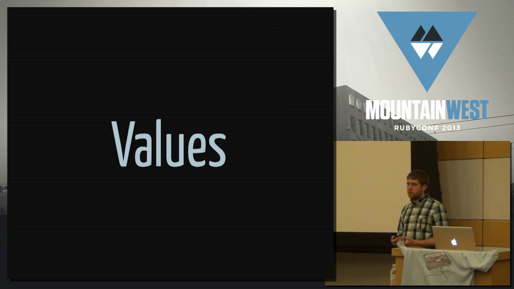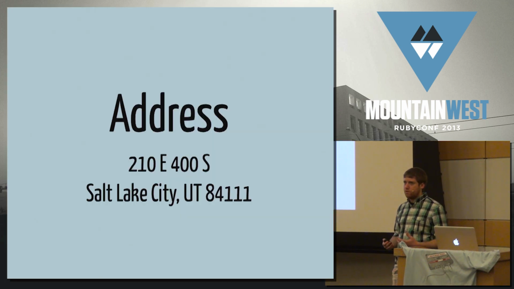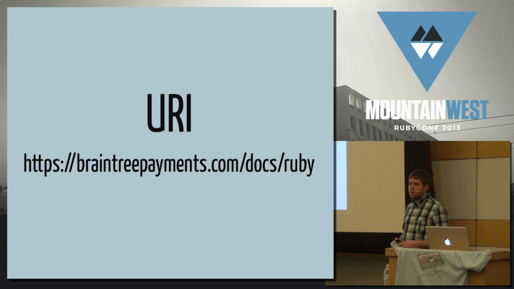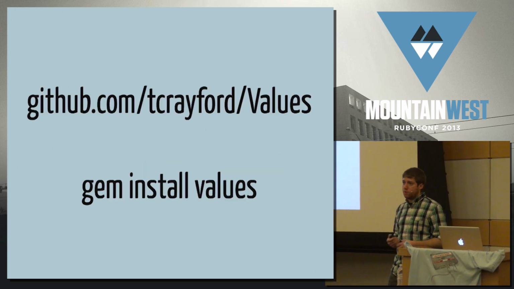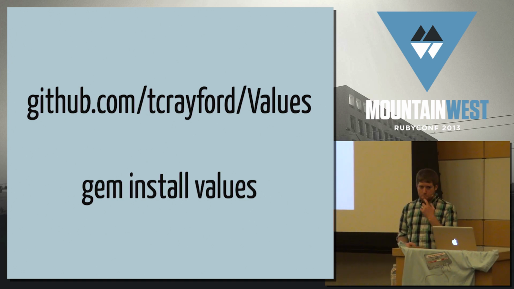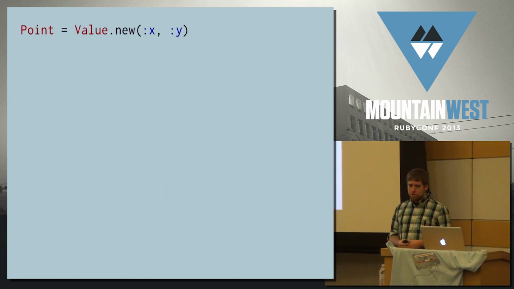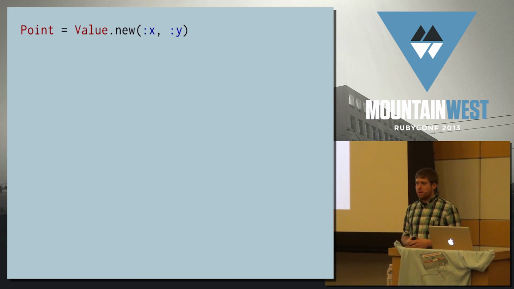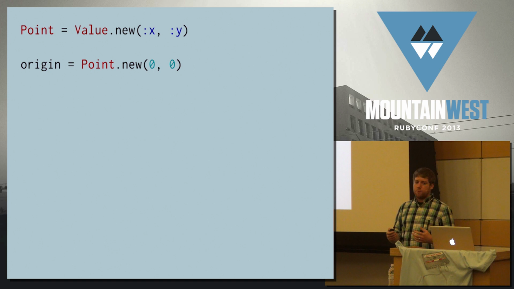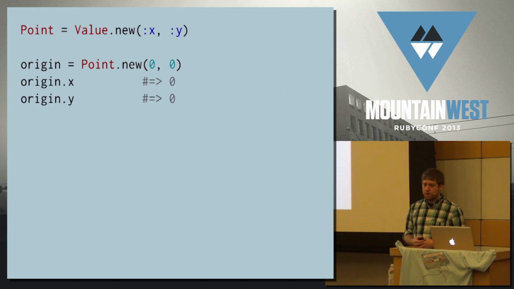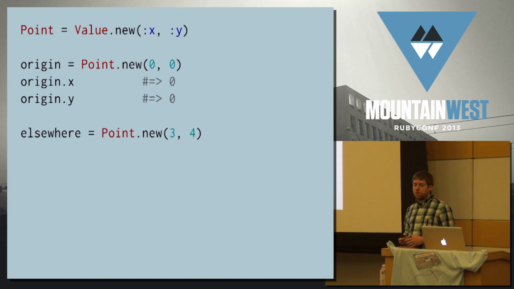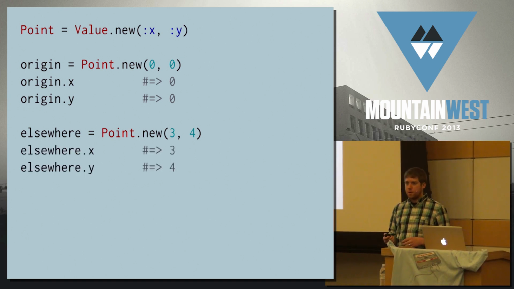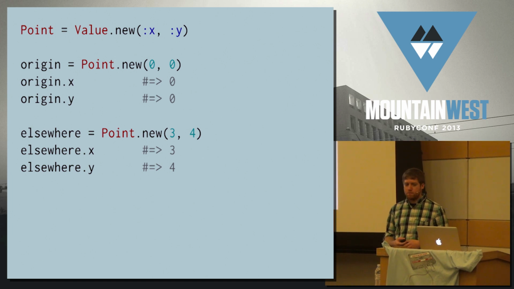And so there's more values than just the ones Ruby gives you. There's things like addresses and Cartesian points and URIs. And there's a gem that helps you build your own value objects and use them in your system. So it works a lot like structs. Here we've created a new class called point that has attributes x and y. And we can build a point at the origin and get the data out of it that we expect. You can create another point elsewhere, and we get the data we expect. But unlike struct, we can't actually change the data once we've placed it in there.